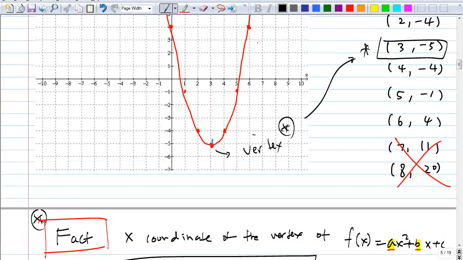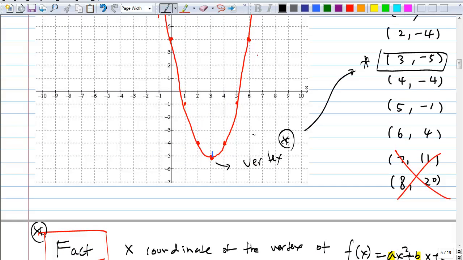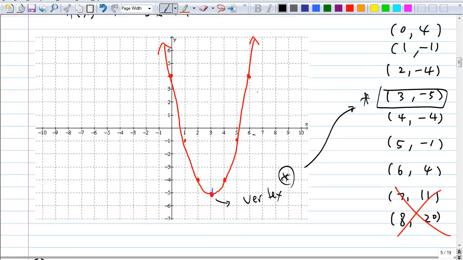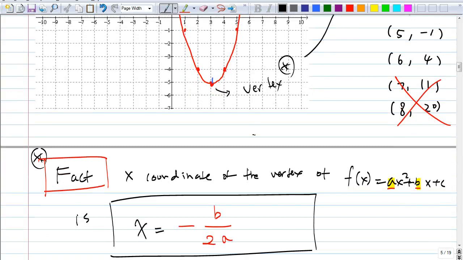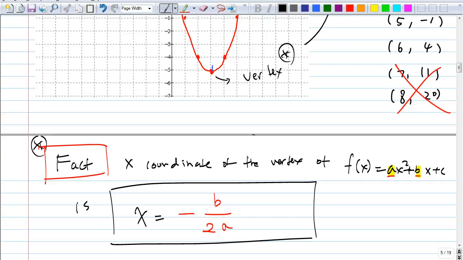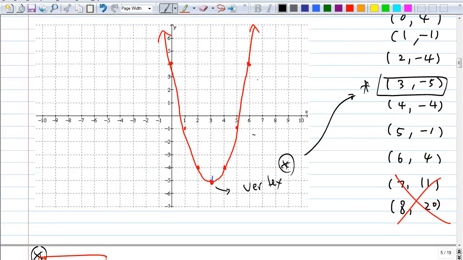Why do you have 15 outside of the box? Okay, that's not important. Okay, so negative b over 2a.